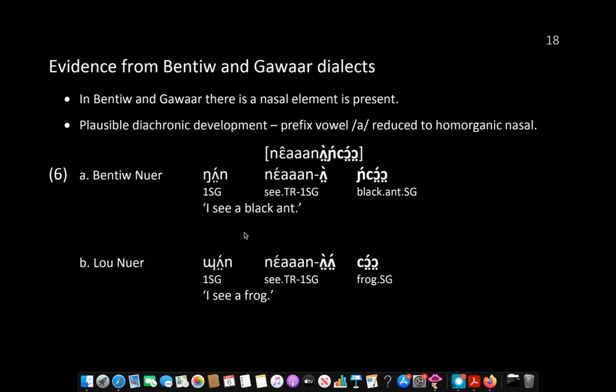Let us now turn to consider the data from other Nuer dialects, which further support the hypothesis that floating quantity is part of FSC. The dialects in question are spoken in the western part of the Nuer territory. In those dialects, there is a homorganic nasal element that occurs at the left edge of the noun with FSC, but only when the preceding context is vocalic, as it is in example 6a. So here I'll play the sounds in 6a and 6b in turn.